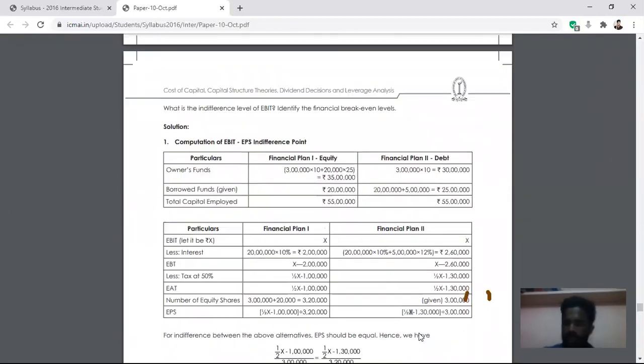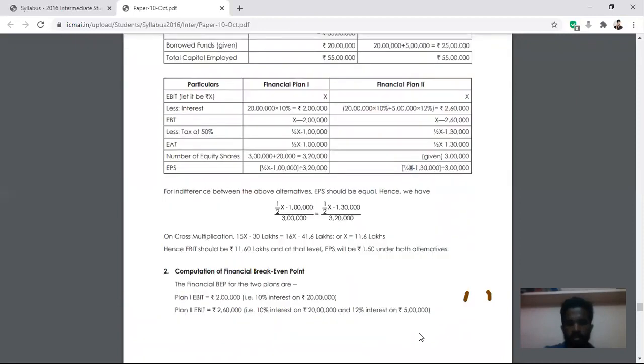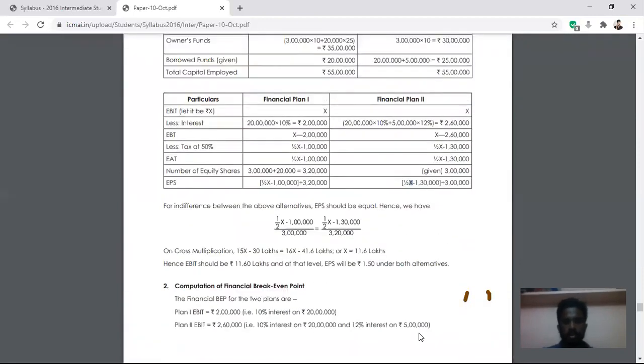Actually, this sum is from final, but they have asked this sum in Inter as well. The financial break-even point for the two plans is nothing but the interest amount you are paying. That is the financial break-even point.